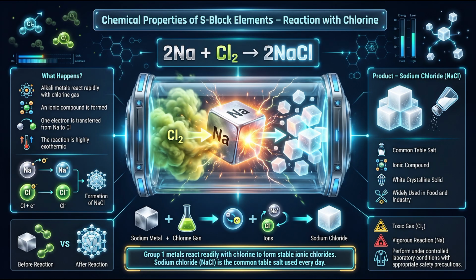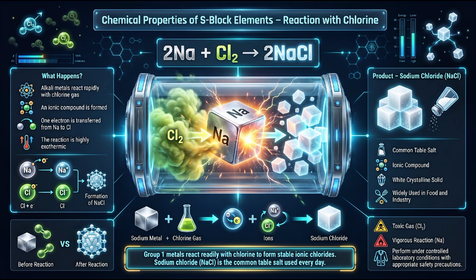Another chemical property of s-block elements, especially the group 1 alkali metals, is their ability to react rapidly with chlorine gas. Chlorine is a highly reactive non-metal belonging to group 17, also known as the halogens. Because alkali metals easily lose one electron and chlorine atoms readily gain one electron, these two elements react very vigorously with each other. The reaction produces stable ionic compounds called metal chlorides. Among these compounds, the most familiar example is sodium chloride, commonly known as table salt, which is used every day in homes, industries, medicine, and food preservation.